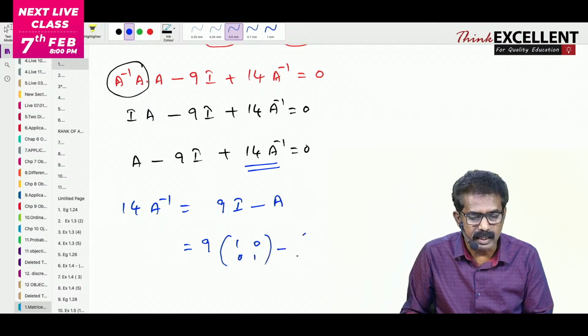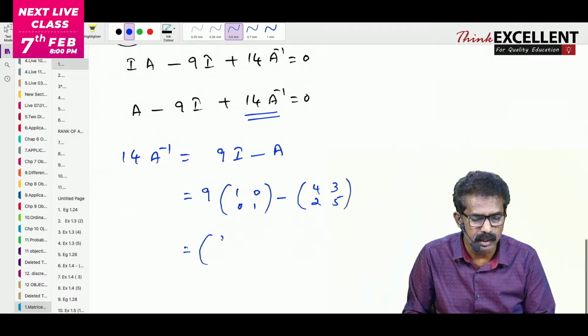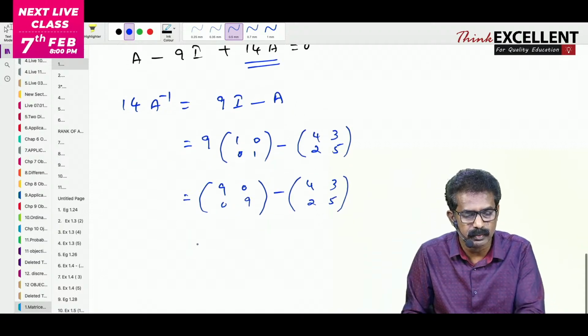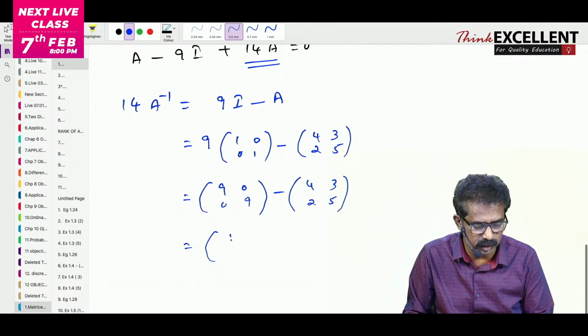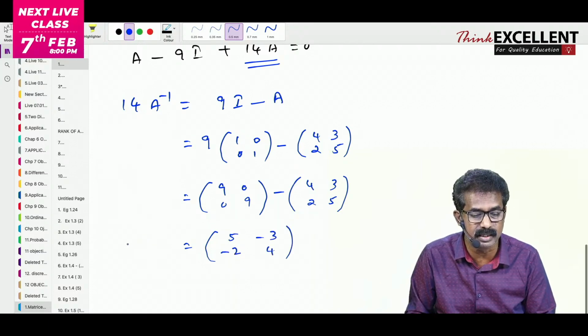Minus A. A is the given matrix 4 3 2 5. So first, multiply everything by 9: 9 0 0 9, right? Minus 4 3 2 5. Simplify. 9 minus 5, it is 5; 0 minus 3, minus 3; 0 minus 2, minus 2; 9 minus 5, 4. This is not your final answer.